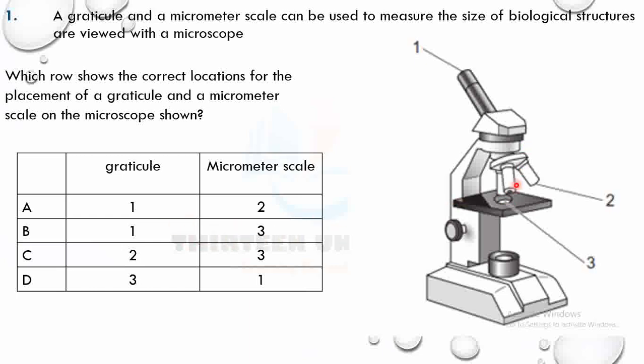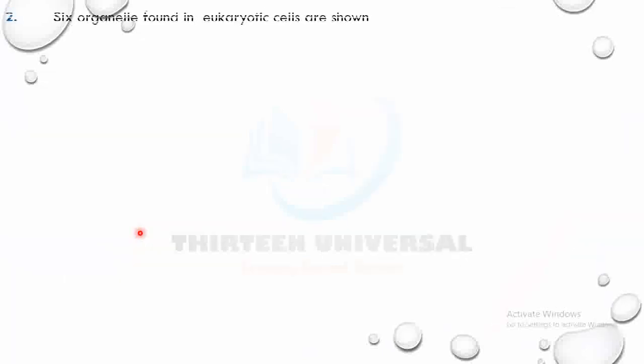But don't forget, this is the stage. These are the objective lenses. This is the coarse adjustment knob. This is the light source and all of that. So B is the answer. Let's go to the next question.